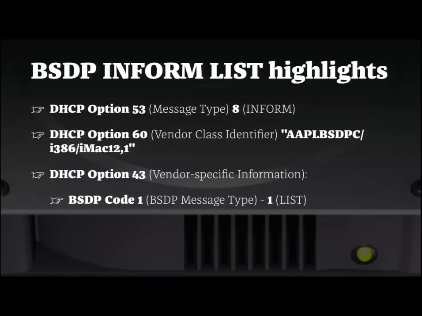DHCP option 43 is where all the magic happens, which is the vendor-specific information. There's a couple of bits of info there. I'm just lifting out the one that is important here, which is the BSDP message type. There's 3 in total. This is 1, and that says this is a list request: please send me a list of your images.